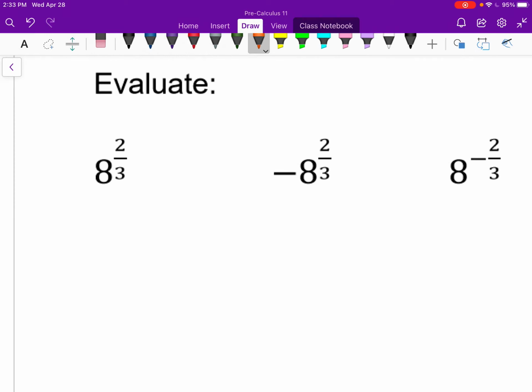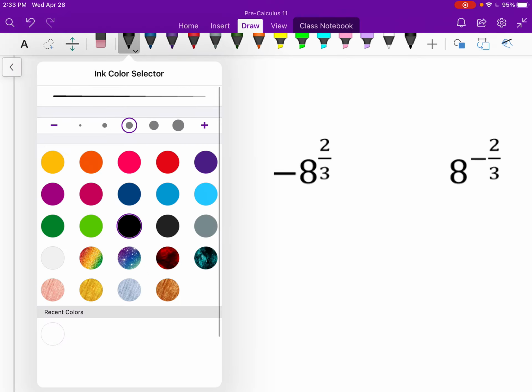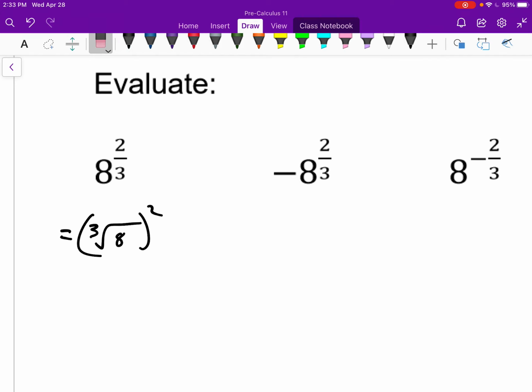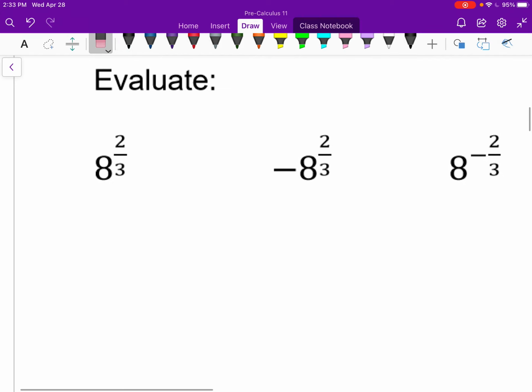What does 8 to the 2/3 mean? Well, again, this is kind of what I was just talking about. I can think of this as the cube root of 8 all squared, or I can think of it as 8 squared and then find the cube root of that. They'll both be the same thing. I think it's a little bit easier to think about it the first way. So I'll do this, just make it a bit neater.